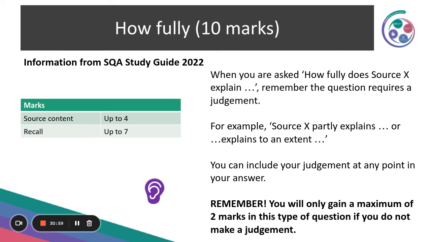So when you're asked how fully does source X explain, remember the question requires a judgment. For example, source X partly explains or explains to an extent. You can include your judgment at any point. This is really important though, okay? You have to remember this. You will only gain a maximum of 2 marks in this question if you do not make a judgment, okay? So you need to be really clear about saying that it partly explains, fully explains, explains to an extent.